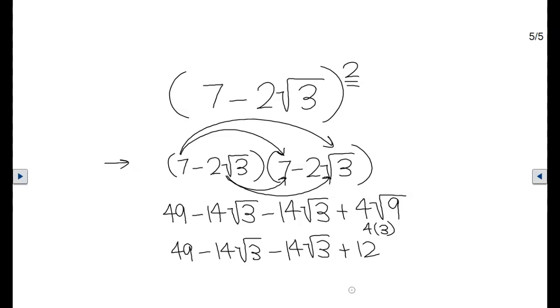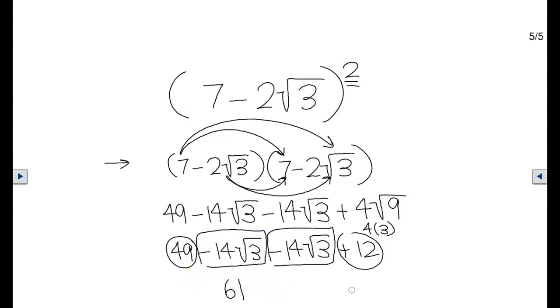And now that I've simplified, my last step is to see if I can actually do any of the adding or subtracting that I see. We're going to do 49 plus 12, which would be 61. And then we're going to do negative 14 square roots of 3 minus 14 square roots of 3. Notice both of those are negative. They are not going to cancel out. Negative 14 minus 14 is a negative 28 square roots of 3. And right there is your final answer.